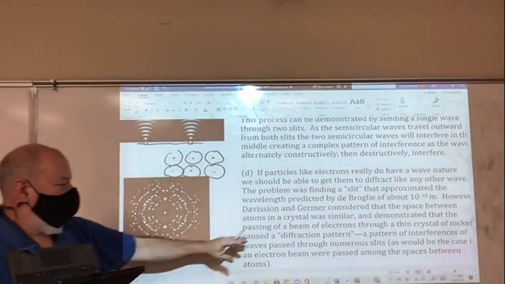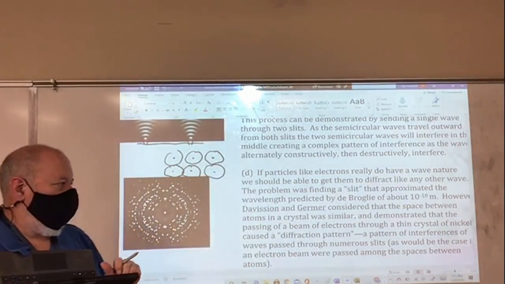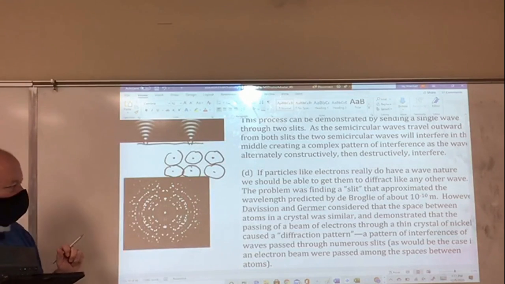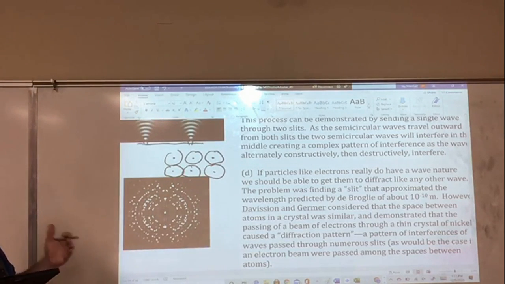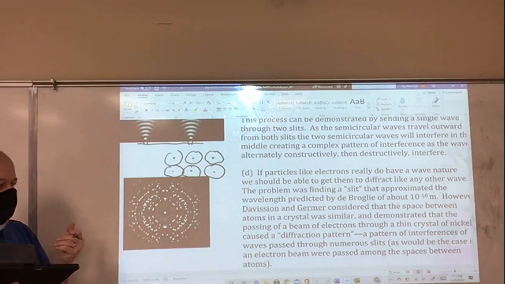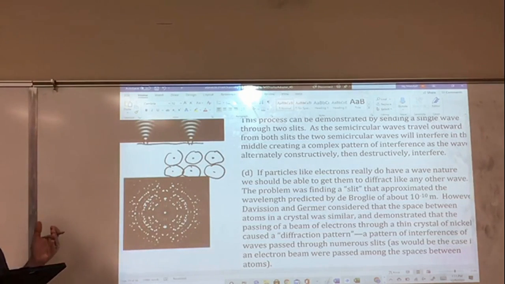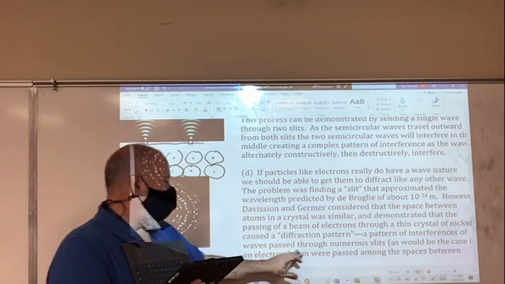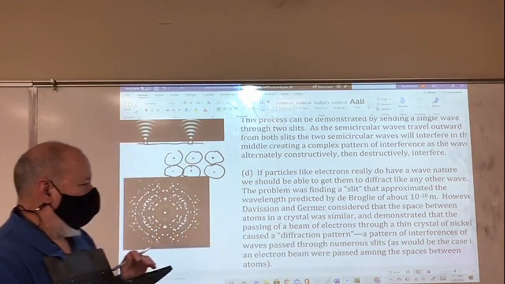And they demonstrated that passing a beam of electrons through a thin crystal of nickel caused a diffraction pattern. Okay, so they proved that the electrons could be diffracted, and that showed that they were in fact predominantly waves. So a pattern of interferences of waves passed through numerous slits.